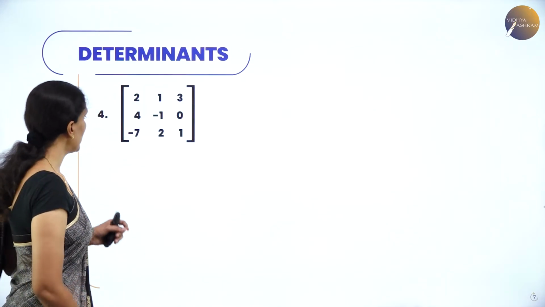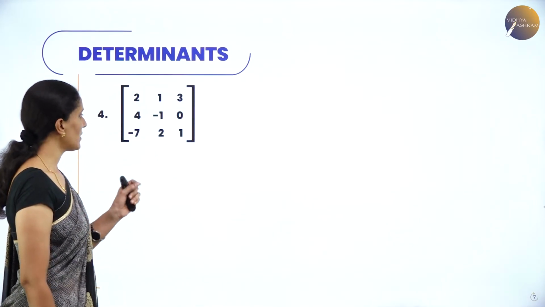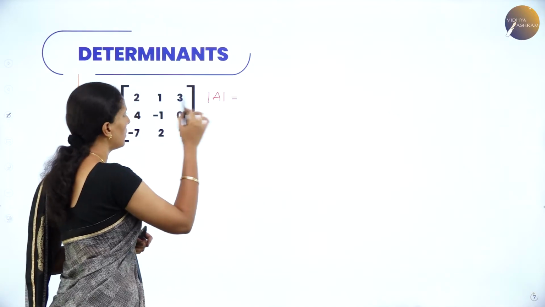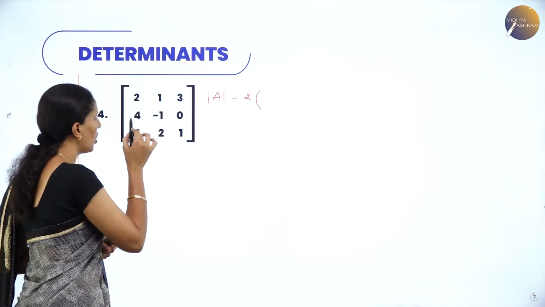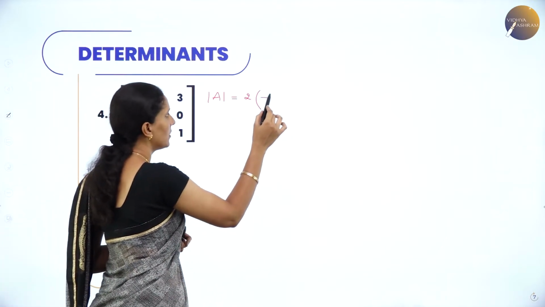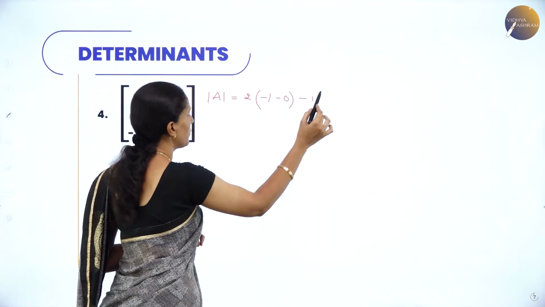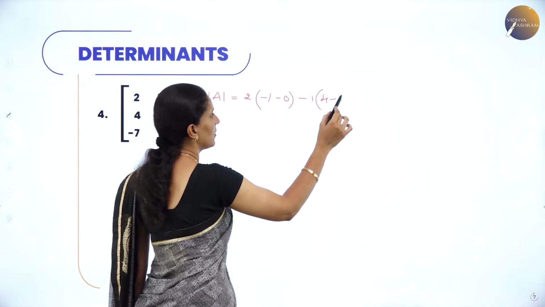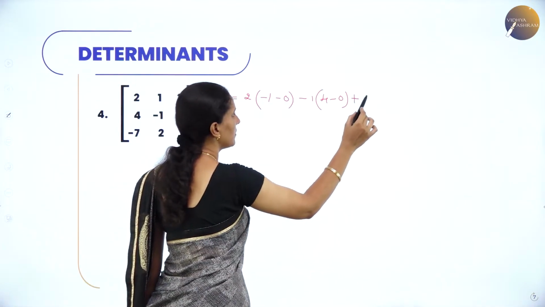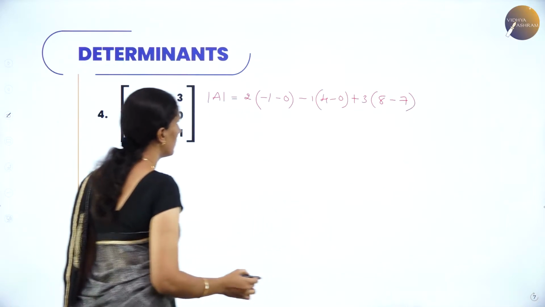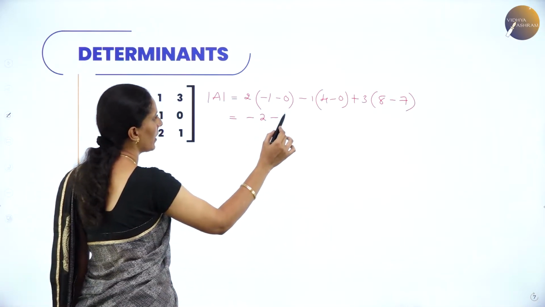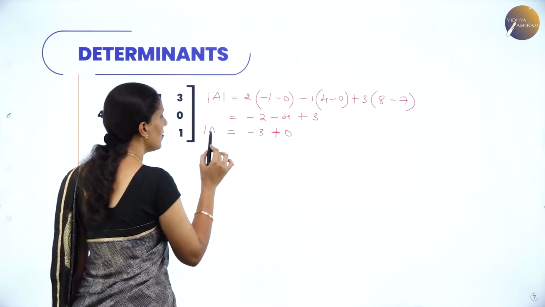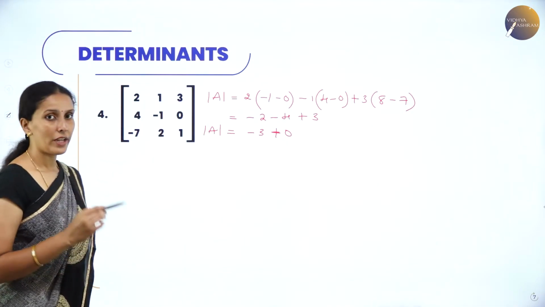Now the next problem is here: 2, 1, 3, 4, minus 1, 0, minus 7, 2, 1. So we have here determinant A is equal to 2 into, delete the column, delete the row, minus 1 minus 0. Next we have minus 1, so we have minus 1 into 4 minus 0. Next we have plus 3 into 8 minus 7. So here we have minus 2, minus 4, plus 3, which is equal to minus 3, not equal to 0. Hence it is a non-singular matrix. So therefore A inverse exists.